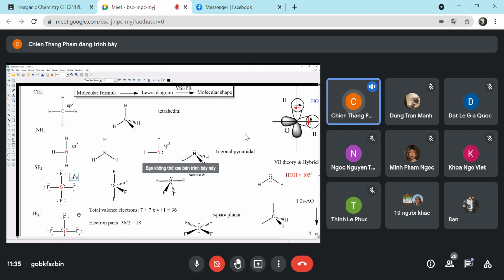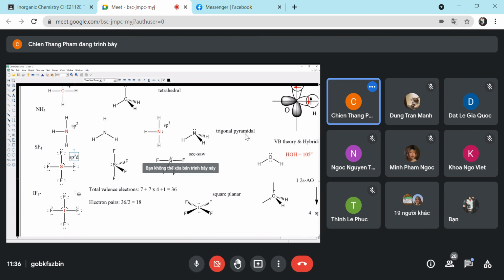Because this one is very important. Sometimes you don't need to understand what sp3d means. However, you can determine the hybridization scheme. Okay, for the next one, what is the hybridization scheme for the last one, IF4?